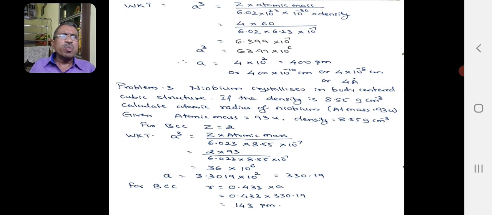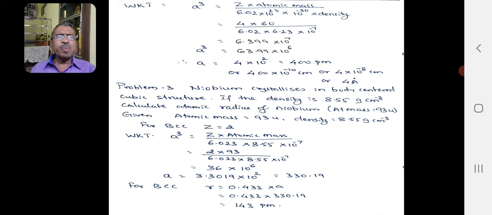If I want to express this in terms of centimeter, this will be 400 into 10 raised to minus 10 centimeter. Or if I want to express this in terms of angstrom, it becomes 4 into 10 raised to minus 8 centimeter or 4 angstrom.